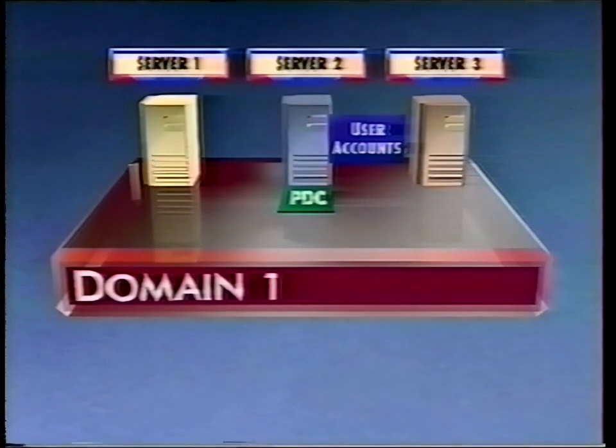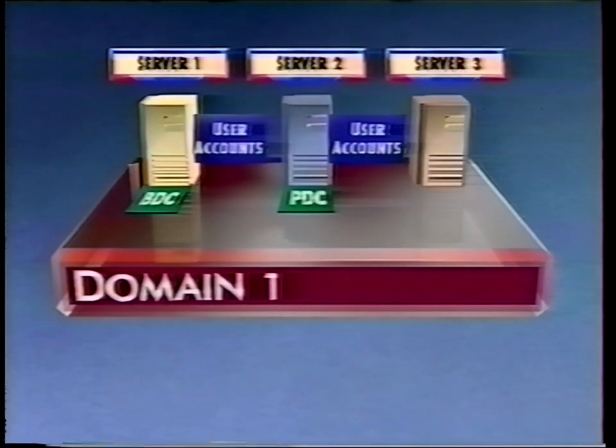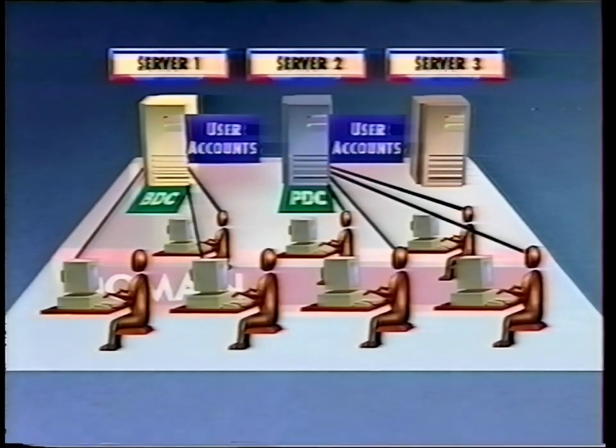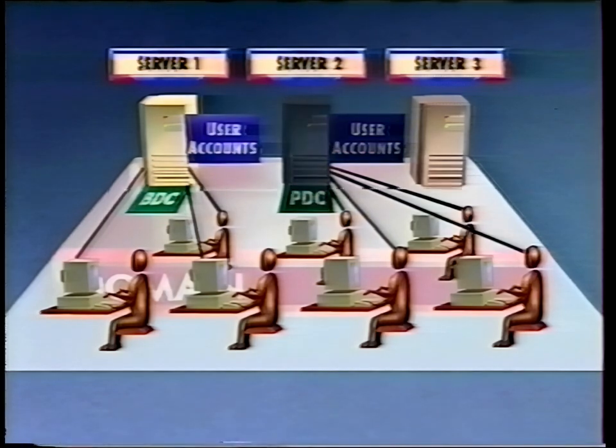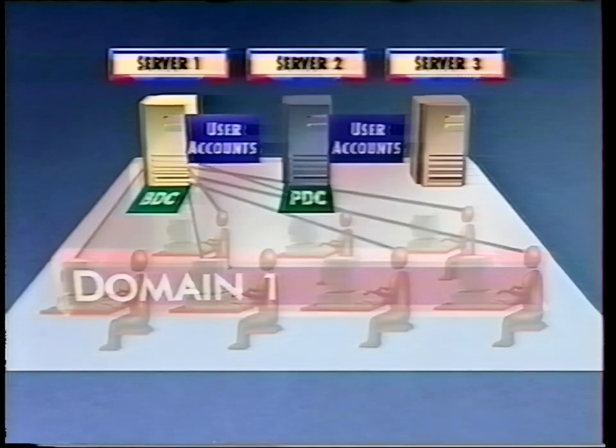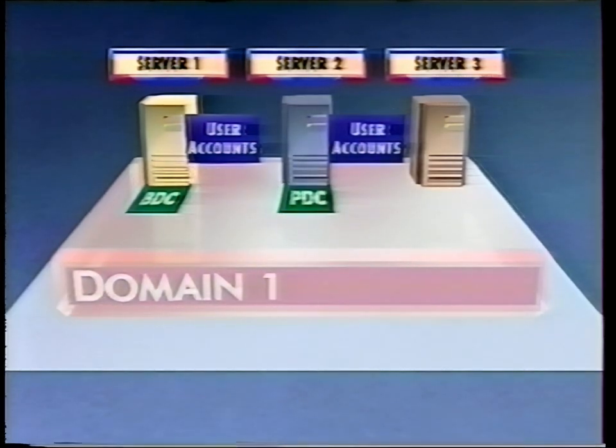In addition to the single PDC, a domain can have one or more Windows NT 3.5 servers acting as a backup domain controller, or BDC. Each BDC contains a copy of the PDC's database. The BDCs help distribute the administrative load because they can validate users logging on, and if the PDC goes offline, they provide redundancy for logon to the domain. To ensure consistency among all the databases, the PDC replicates its master accounts database periodically to the BDCs.